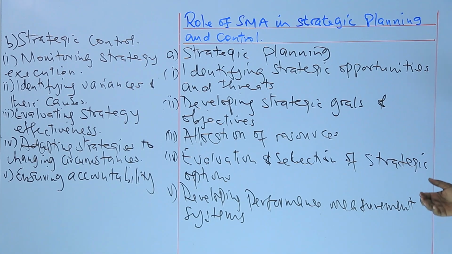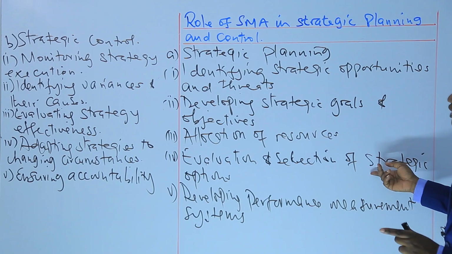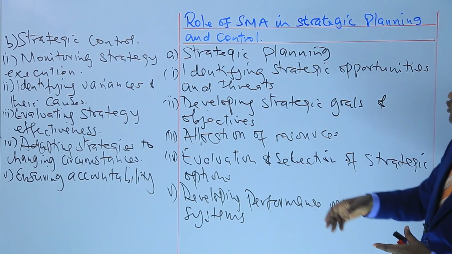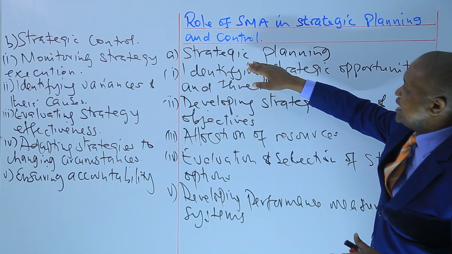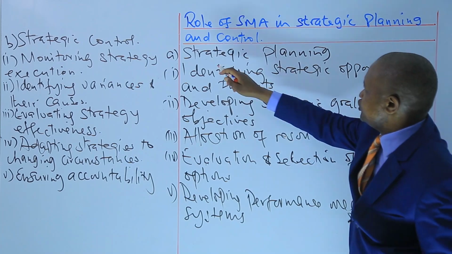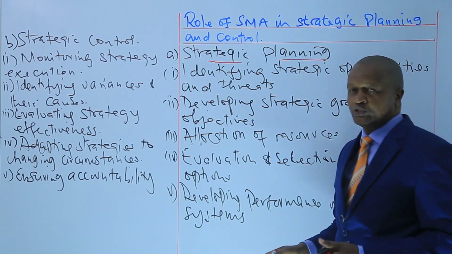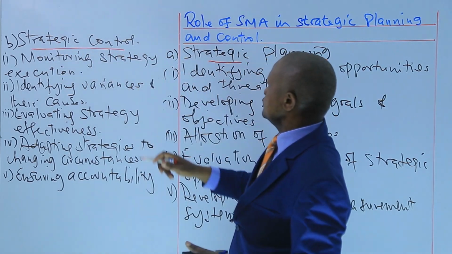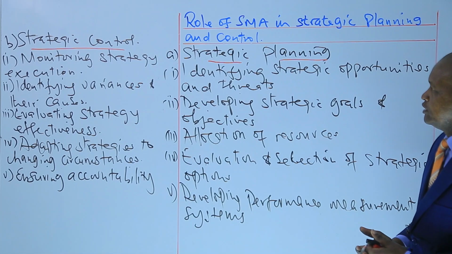So candidates, these are the roles of SMA in strategic planning and control. And in conclusion, we can also say that SMA acts as a critical bridge between strategic planning and control because it provides the information and analysis necessary to formulate effective strategies, monitor their implementation, and also to ensure that there is success. So strategic management accounting acts as a bridge between strategic planning and strategic control. It's a bridge because the two go hand in hand.